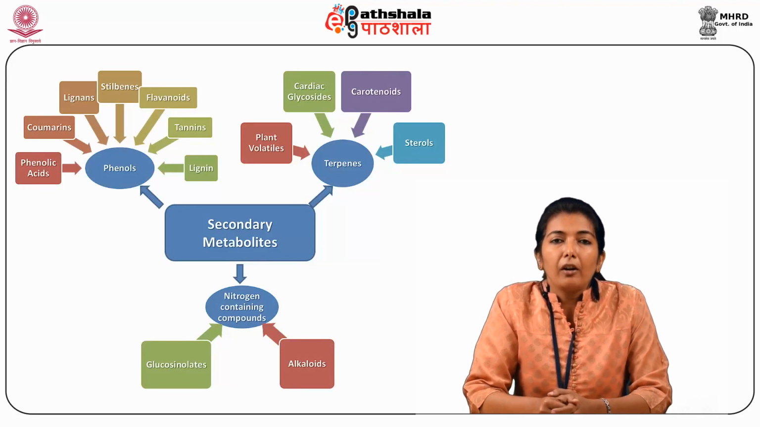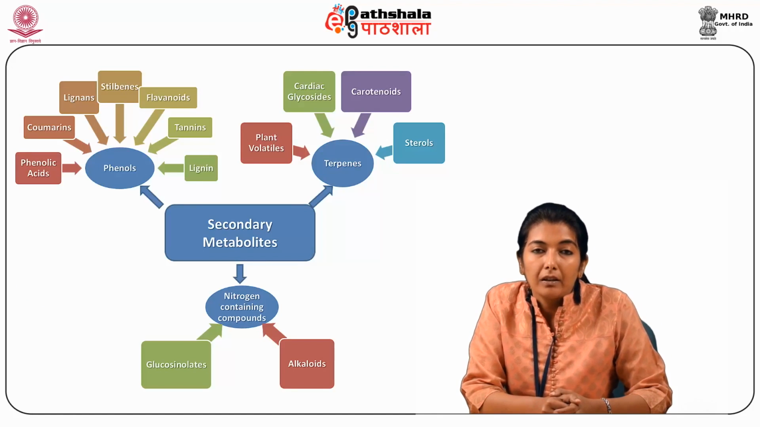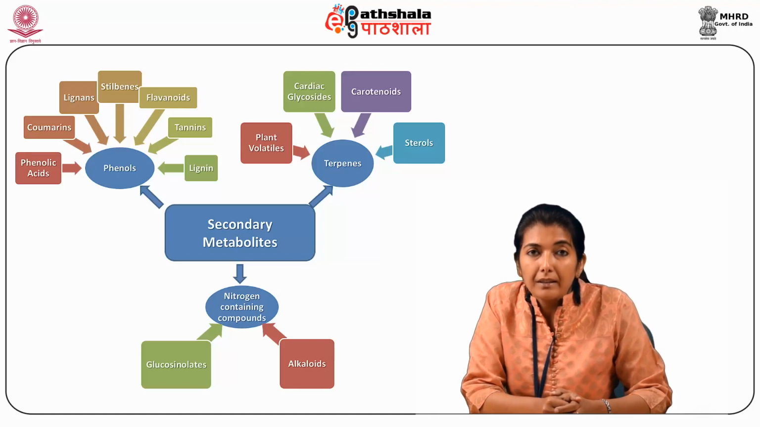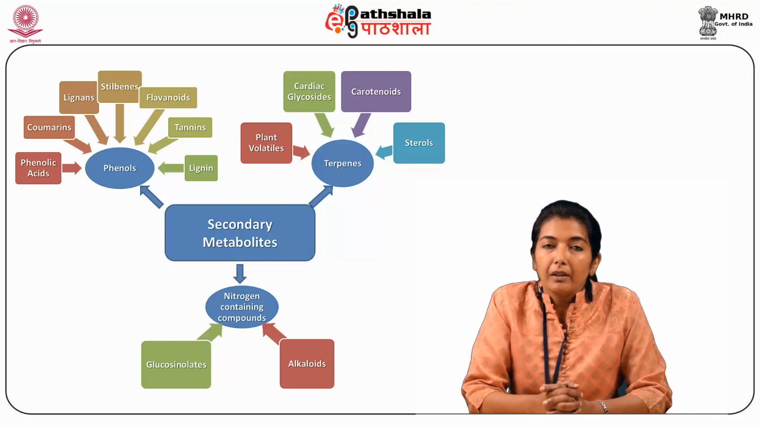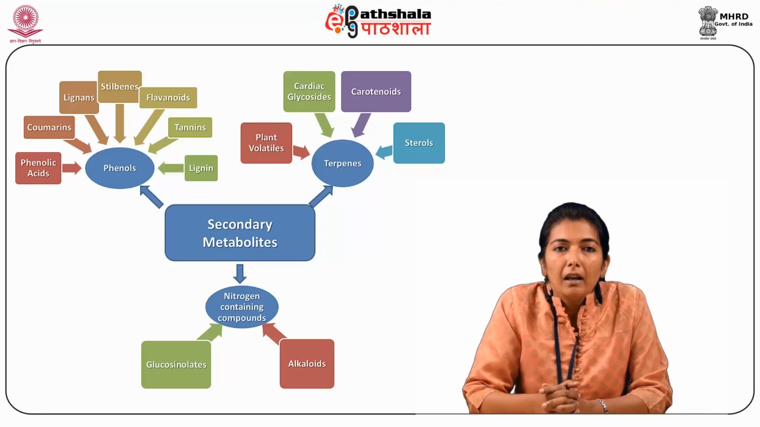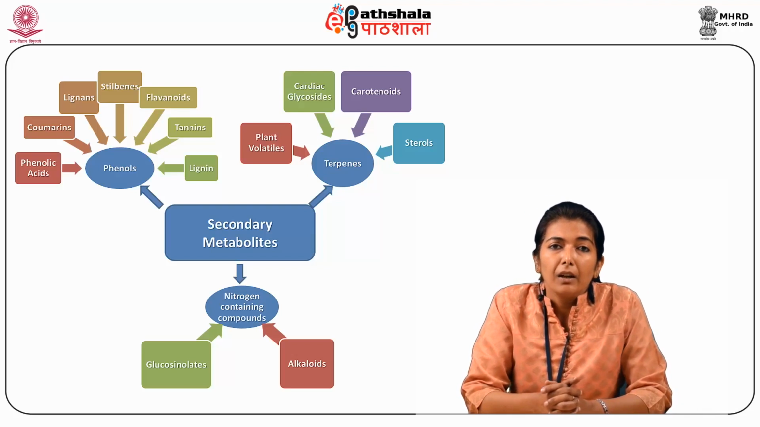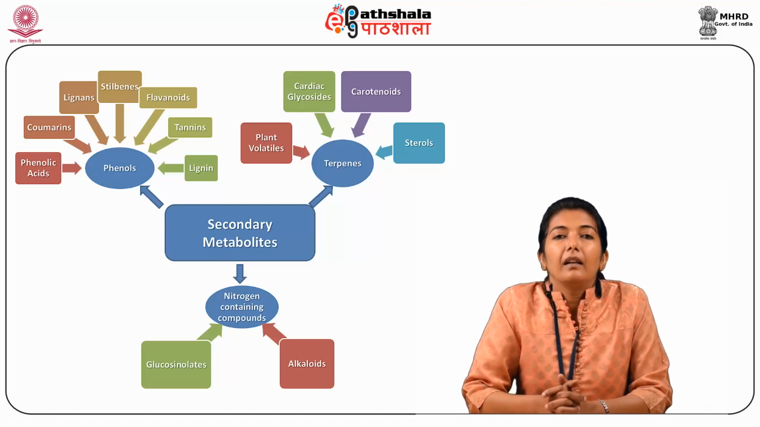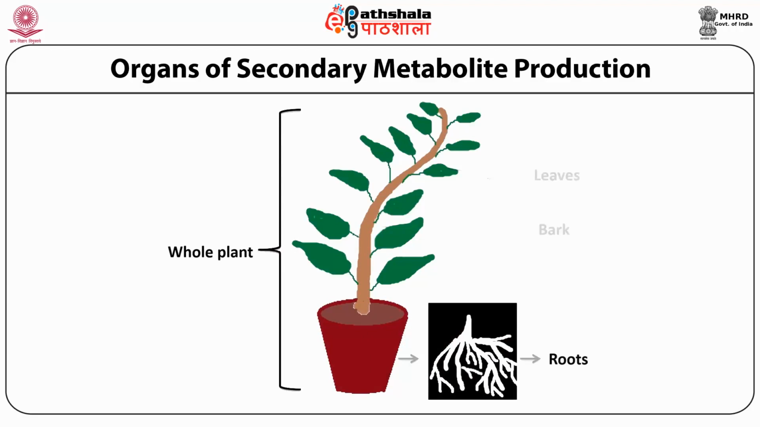Now, just to brush up your knowledge, the secondary metabolites can be broadly categorized into three. These are phenols, terpenes, and nitrogen-containing compounds. And under each of these categories, there are lot many biomolecules which are categorized under them. For instance, in phenols, we have phenolic acid, coumarins, lignans, stilbenes. Then we have tannins and lignans. Under terpenes, we have plant volatiles, we have cardiac glycosides, then we have carotenoids and sterols. In nitrogen-containing compounds, now we are going to talk about what are the sites of production of secondary metabolite.